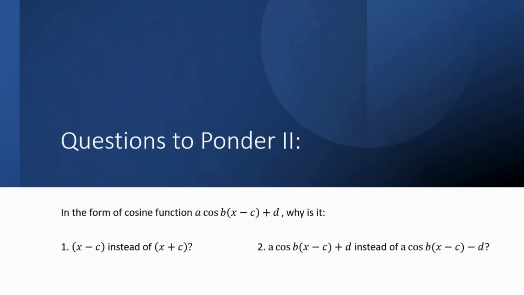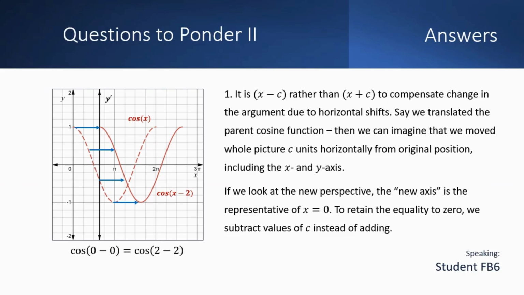In the form of the cosine function a times cosine of quantity b times quantity x minus c, all plus d, why is it x minus c instead of x plus c, and why is it plus d instead of minus d? So the explanation to those, for the first one, it is x minus c rather than x plus c to compensate for the change in the argument of the cosine function due to horizontal shifts.